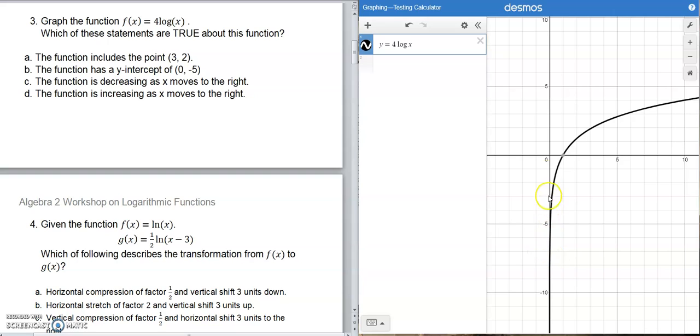Okay. And letter B says it has a y-intercept of (0, -5). You know that that's not going to happen because this is your asymptote. The asymptote is the line that your graph approaches but will not ever touch. So that is not ever going to happen. So that does not exist.